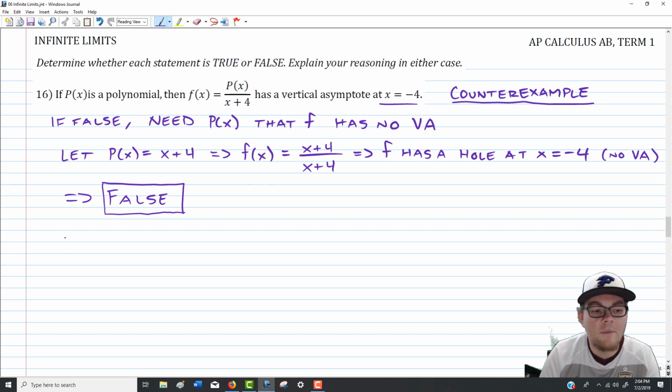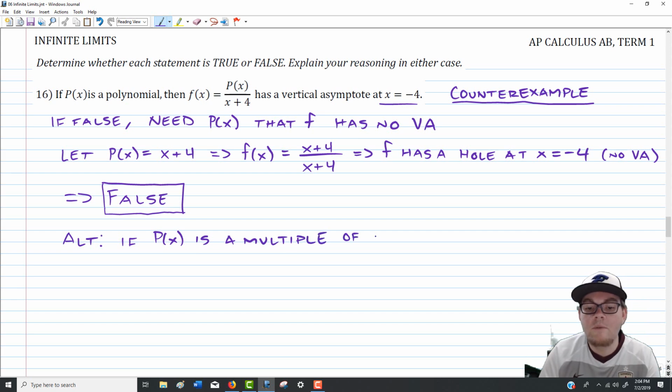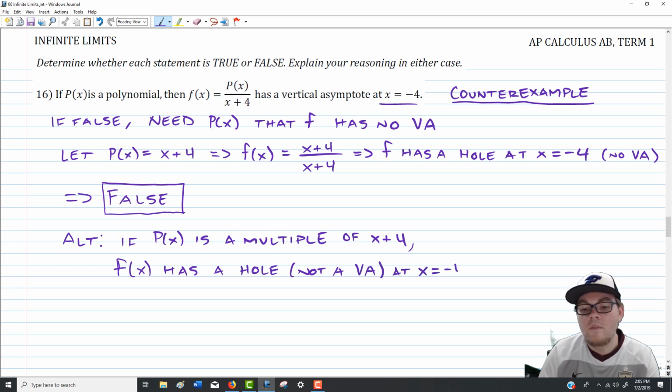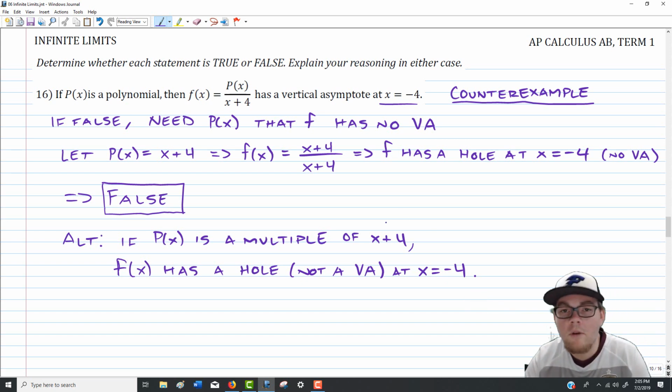So oftentimes you'll see in other examples or other answers that are in here, the alternate would be if p of x is a multiple of x plus 4. This is kind of the more conceptual and verbal explanation. P of x is a multiple of x plus 4. F has a hole, not a VA, at x equals -4. So that would be an okay explanation too. I believe I did kind of a combination of both on my written solutions. But there it is. Remember, when you're trying to disprove a statement or thinking about disproving a statement, see if you can find a counterexample to show that it's not true.